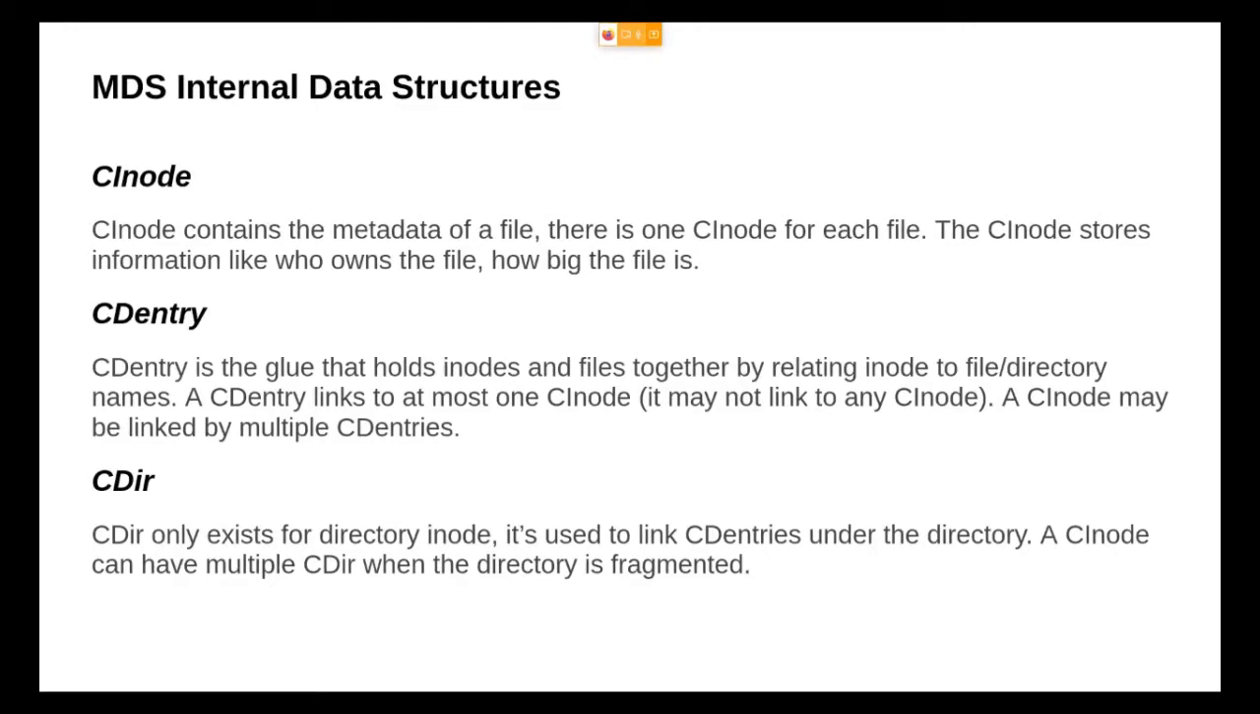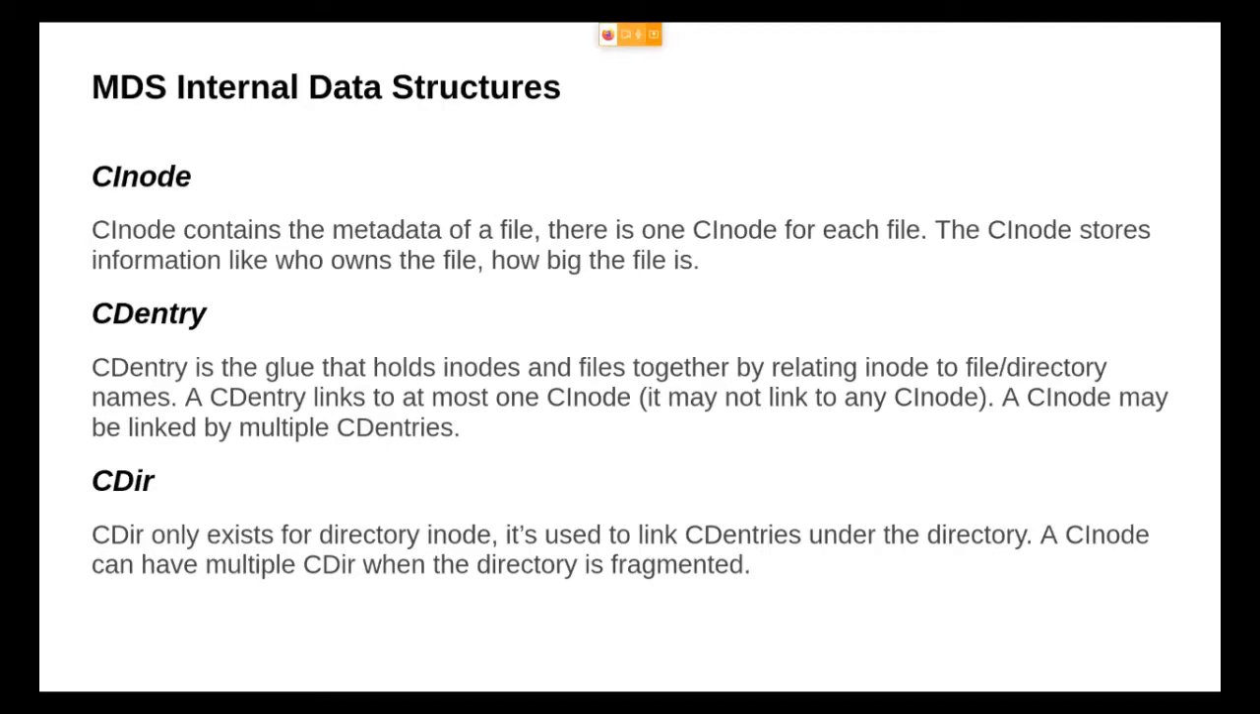As we all know, an inode in a file system represents the file, and it contains information like who owns the file, attributes, and other stuff. So it's similar here as well. And CDentry is the short form of directory entry. The directory entry glues the inode and the file name, or the path or the directory name.